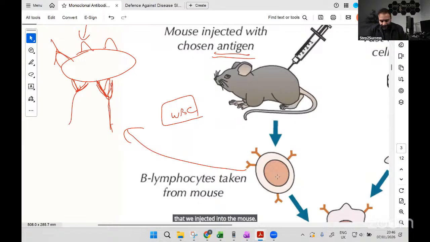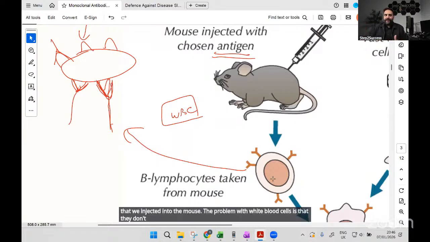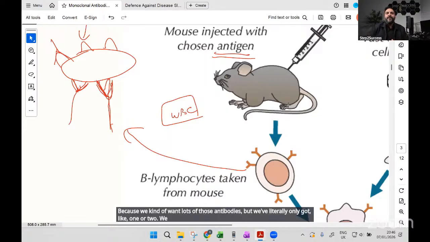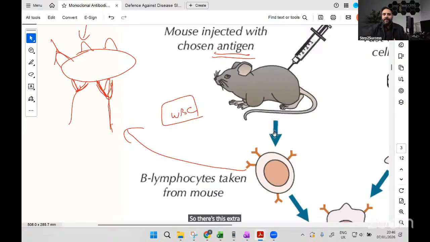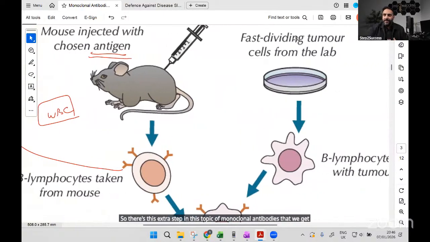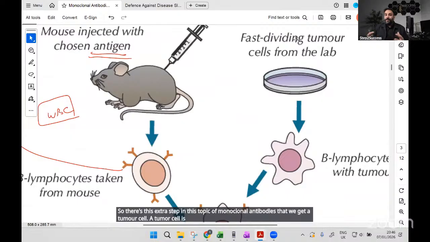The problem with white blood cells is that they don't really multiply easily. So ideally, we want lots of these white blood cells because we want lots of those antibodies, but we've literally only got like one or two. We want lots of them. So there's this extra step in this topic of monoclonal antibodies that we get a tumor cell. A tumor cell is one that multiplies really quickly. Tumor is basically like a cancer cell. It multiplies really, really quickly.